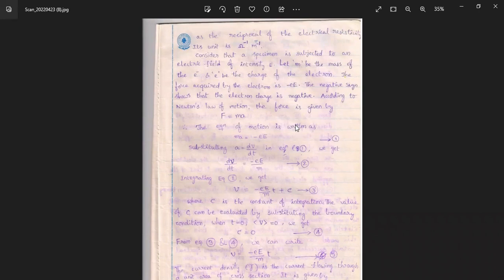Consider a specimen subjected to an electric field of intensity E. Let m be the mass of the electron and e be the charge of the electron. The force acquired by the electron is minus eE. The negative sign shows that the electron charge is negative. According to Newton's law of motion, the force is given by F equals ma. The equation of motion is written as ma equals minus eE.